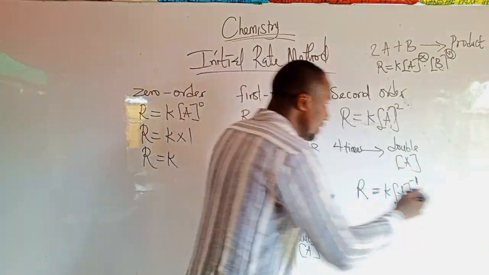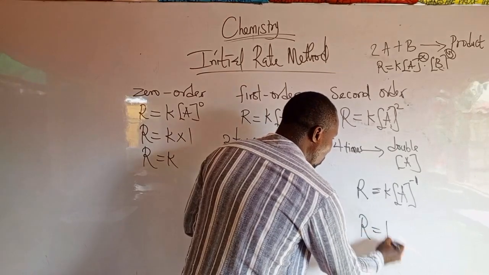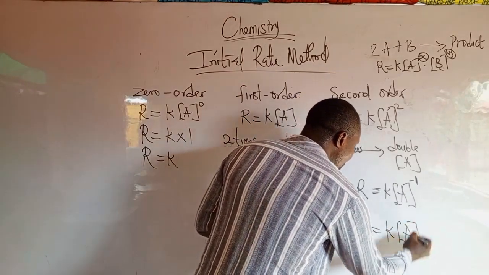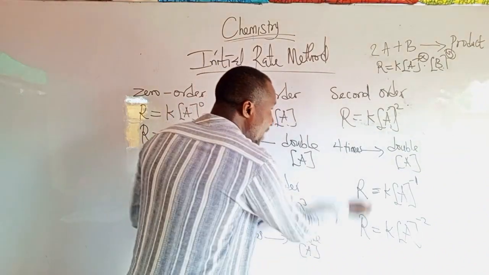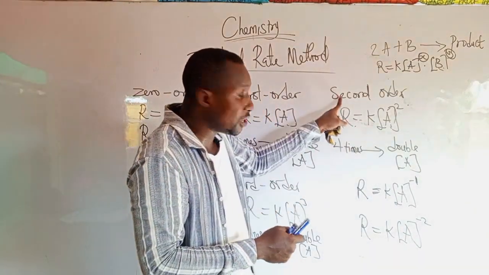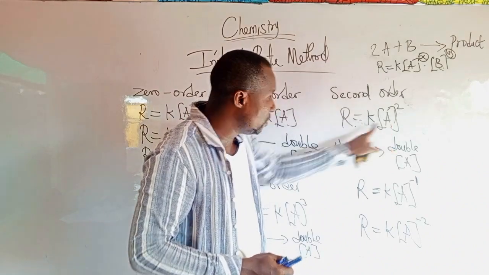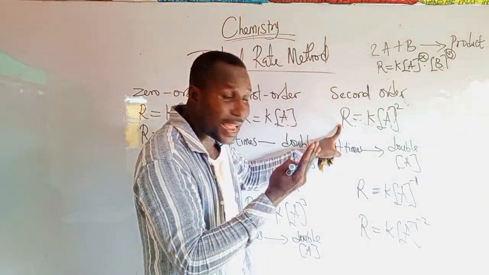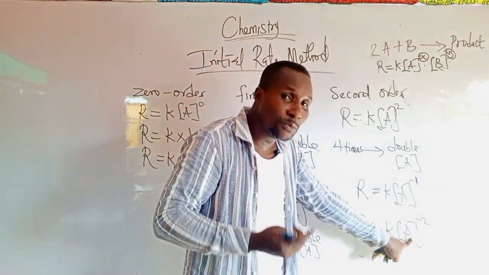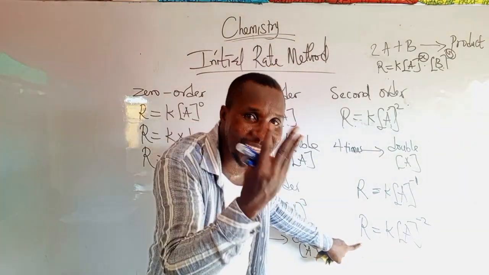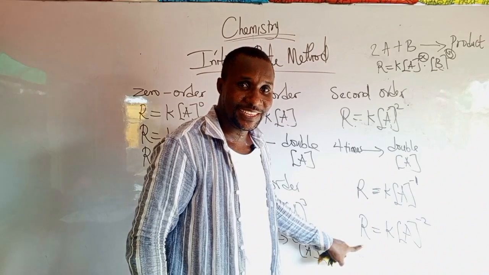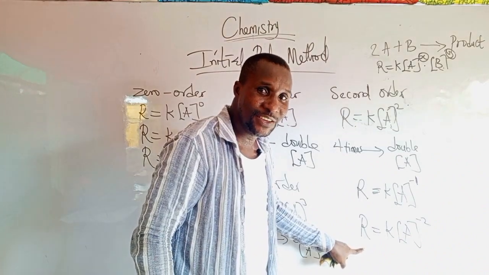When you have this one, R equals K, A raised to power minus 2. It's an inverse of this. For this one, second order, when you double the concentration, the rate of reaction increases 4 times. But for this, when you double the concentration, the rate of reaction will decrease 4 times. Take note of that. It's an inverse.